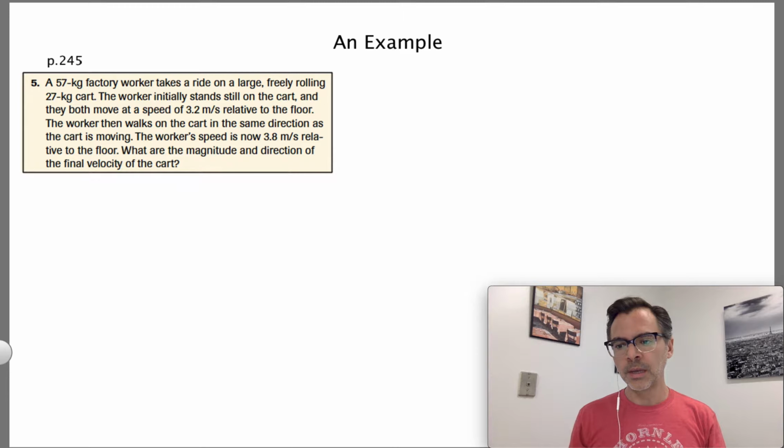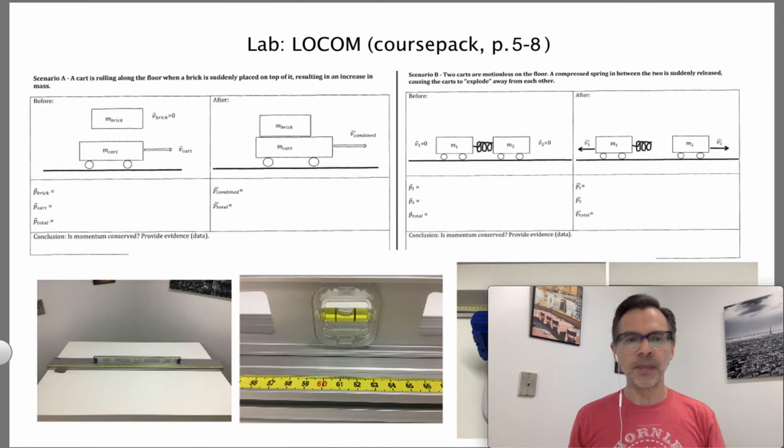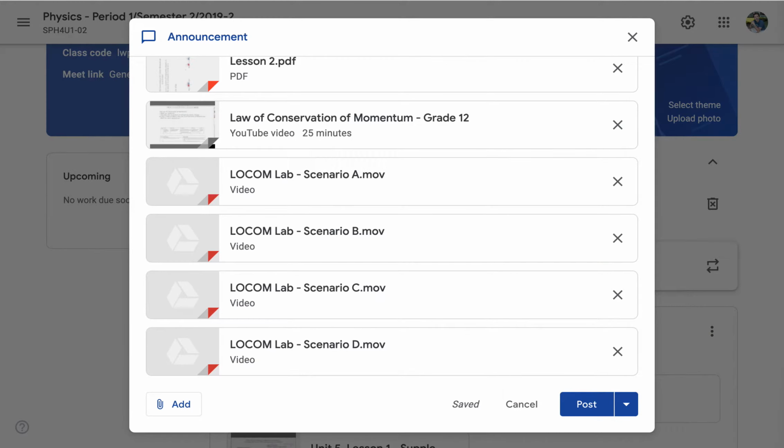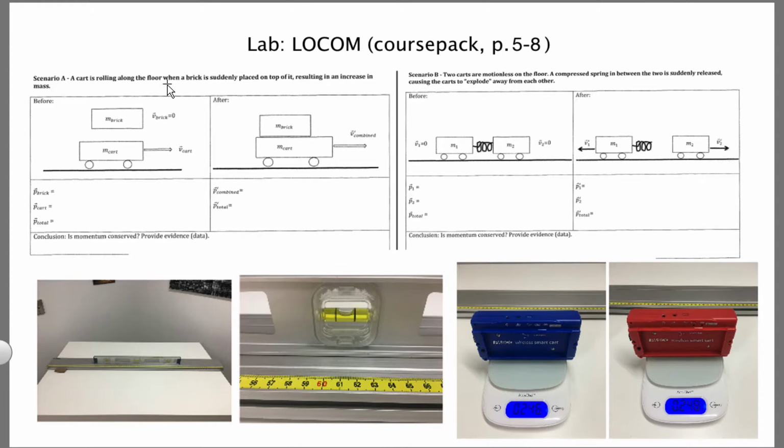What I want to get into is the demo that we would have been doing if we were together in class. In your course pack, you're going to find a series of lab investigations, and to help you see this a bit better, I'm going to pull myself off to the side, and let's take a look. Scenario A has you doing a strange sort of collision. A cart is going by like this, and a brick is hovering above it with 0 velocity, and then at some point the brick gets placed on top of the cart, and you're asked to observe what happens and see whether momentum is conserved.